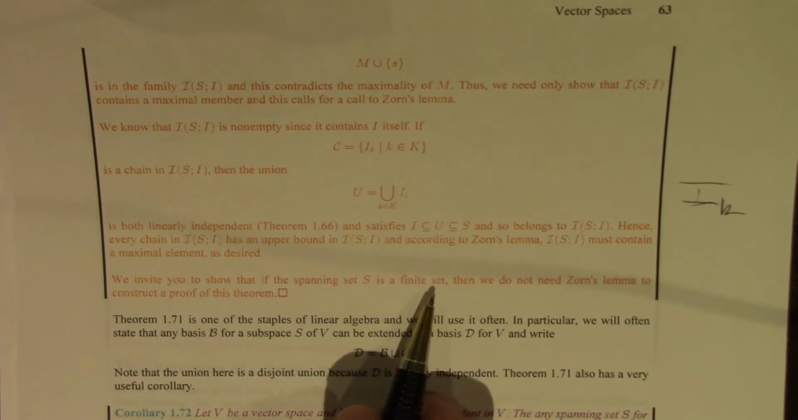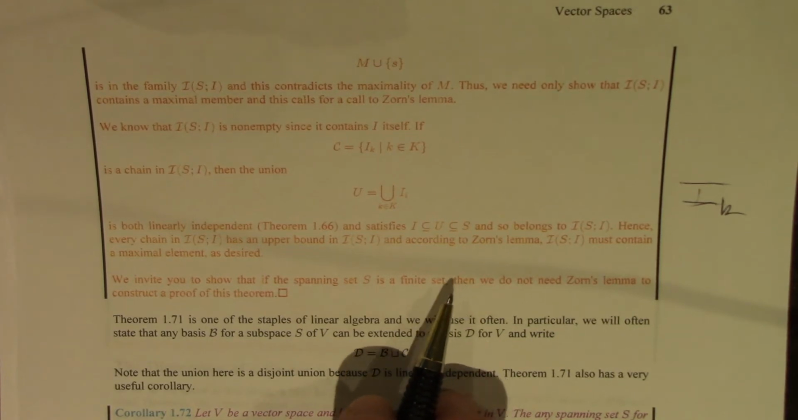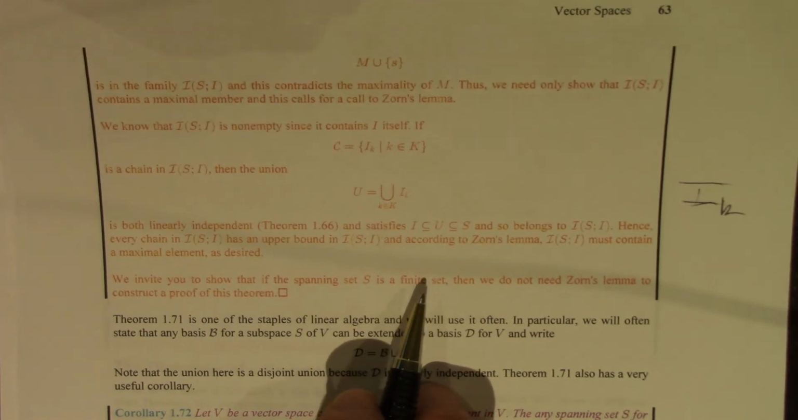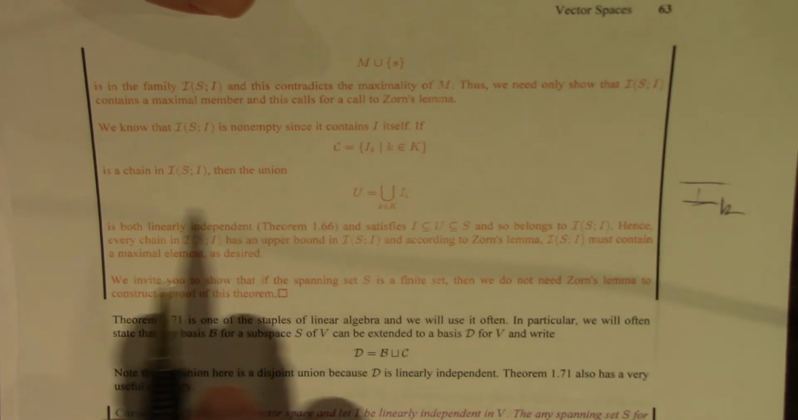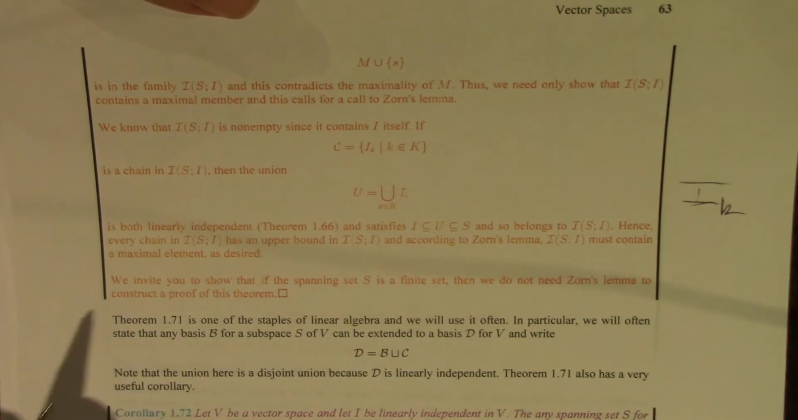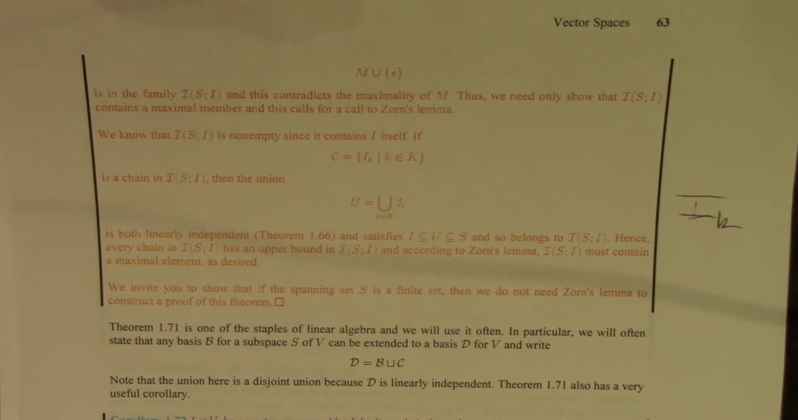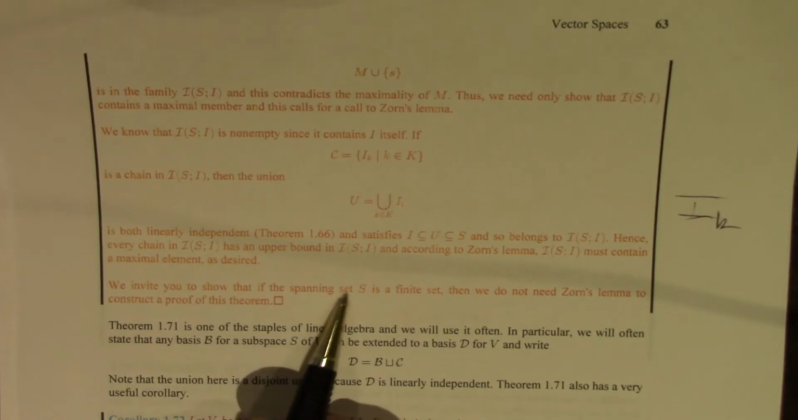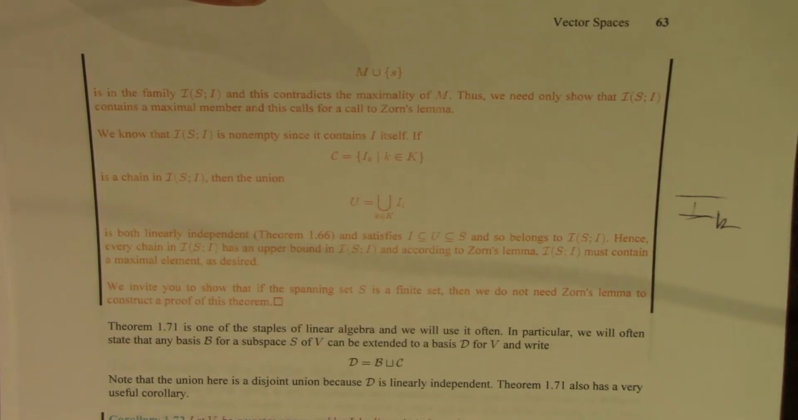And I'm going to let you ponder how that would be done. In my experience, most undergraduate linear algebra books do not discuss Zorn's lemma. I'm sure there are some that do. I haven't seen them all. There's a million of them. And so this theorem would be stated only for finite spanning sets, or at least a proof would be given only for finite spanning sets. So that's what I'm asking you to think about. It's only a short paragraph long, really.